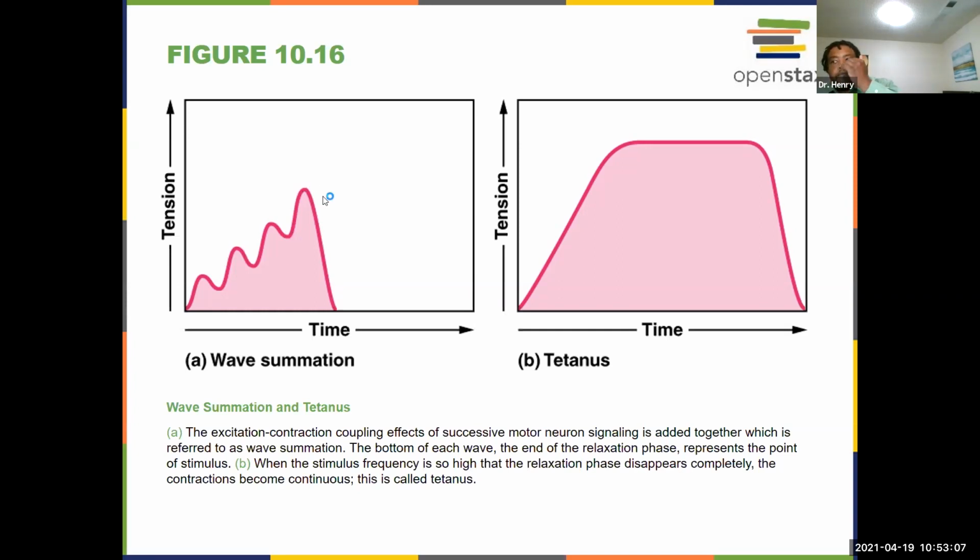It's going to be an additive effect of stimulations, right? And so in that sense, it's all being added. Where the second one, this guy, is called tetanus. In this case, the stimulation is so high, right? You're getting so much stimulation that you basically have gotten rid of your relaxed phase.